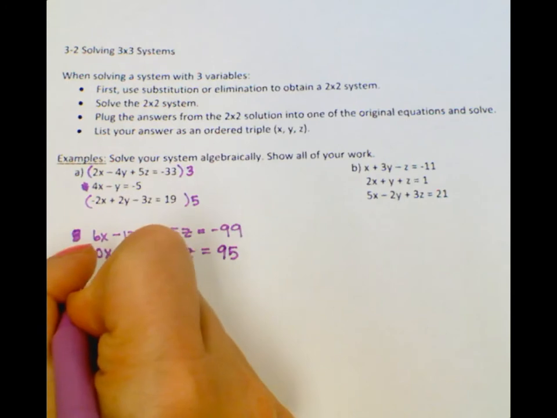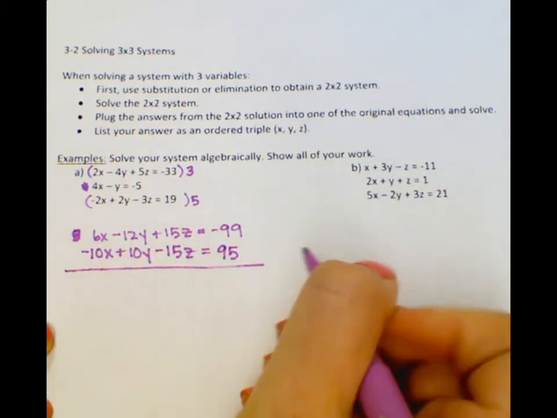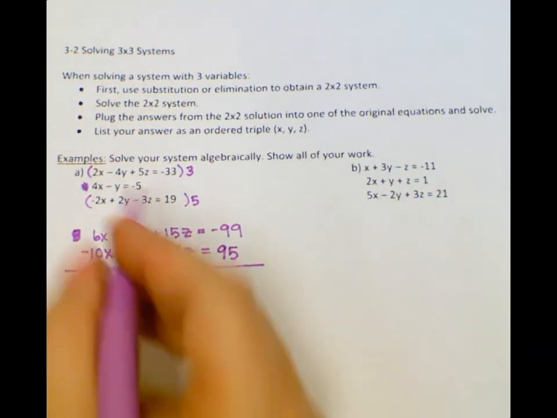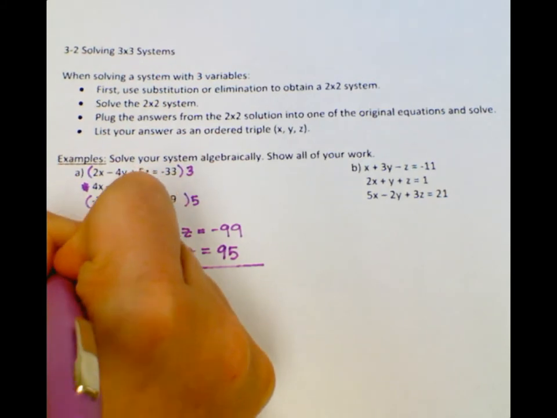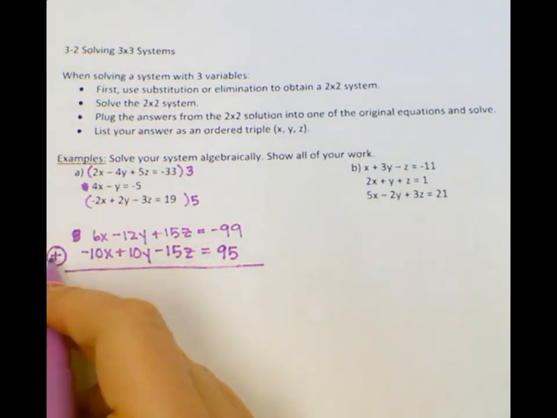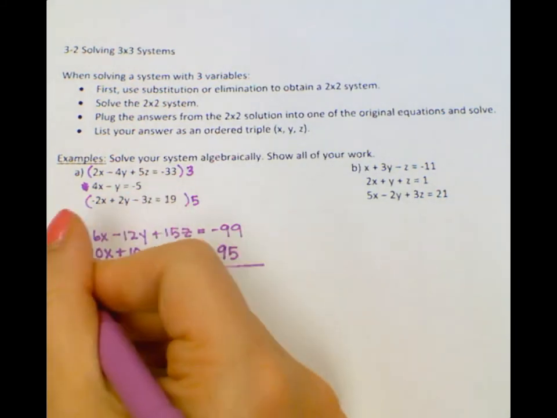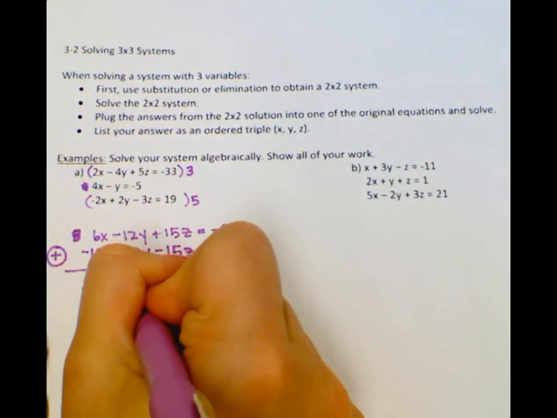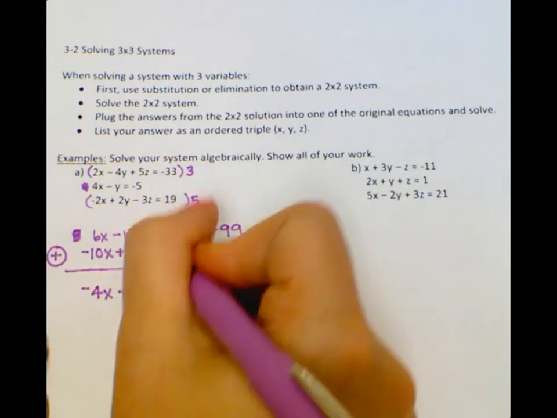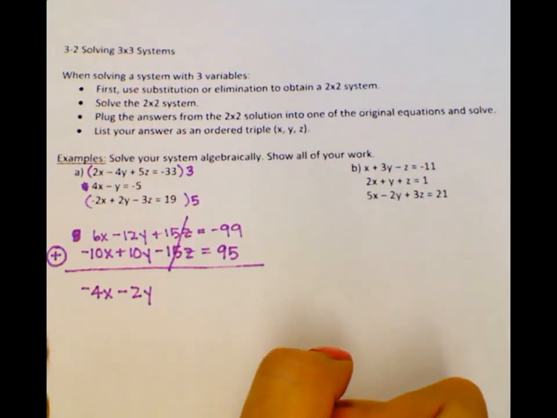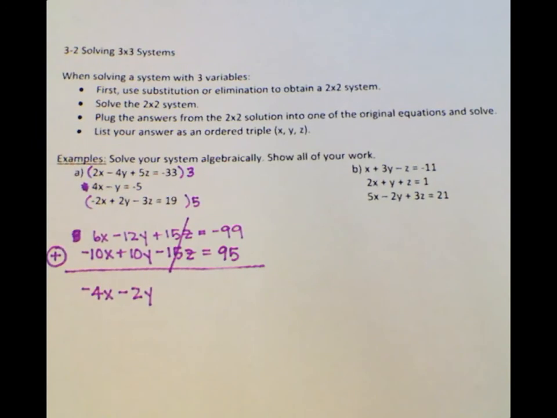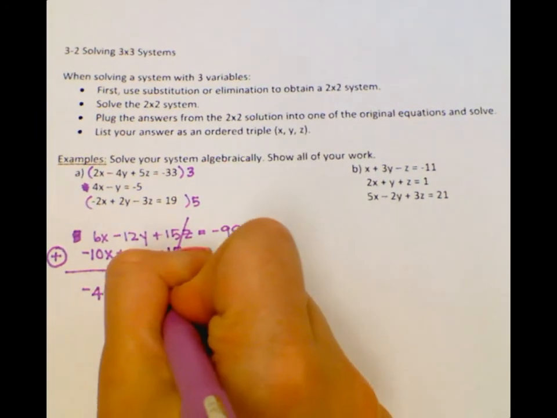So now look at those z's. See how they're both the same? One's a plus and one's a minus, so I am going to add these to make them go away. So 6 plus negative 10 is negative 4. Negative 12 plus 10 is negative 2. 15 plus negative 15, see ya. Negative 99 plus 95 is negative 4.